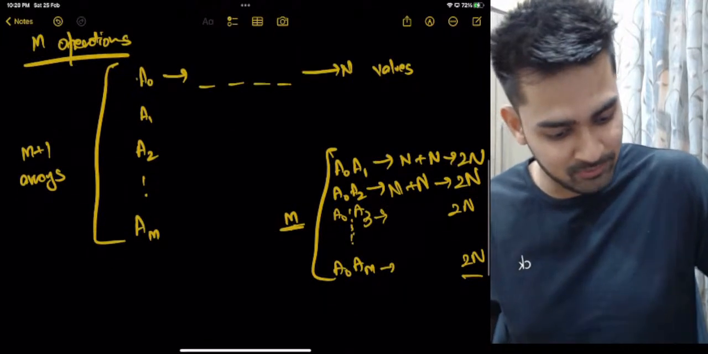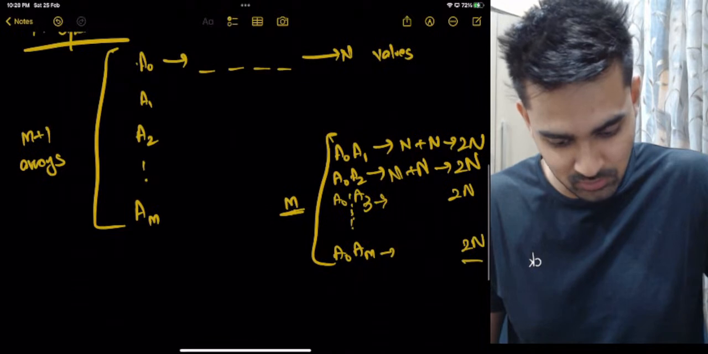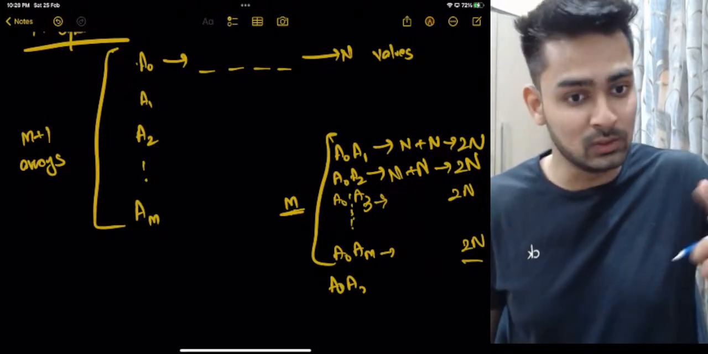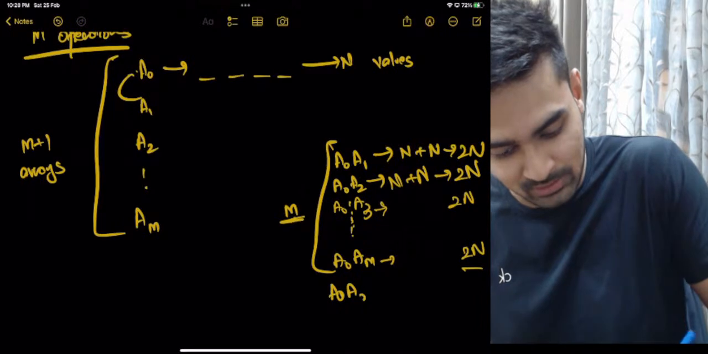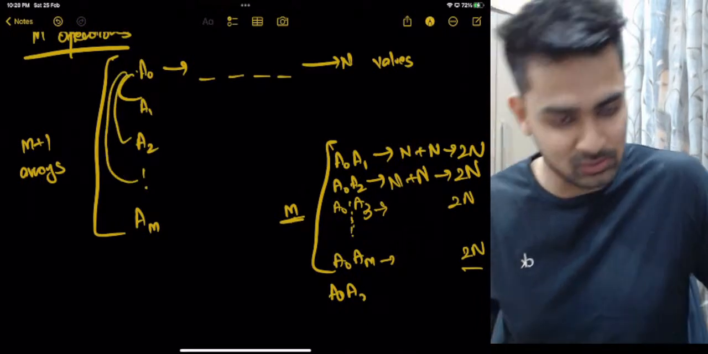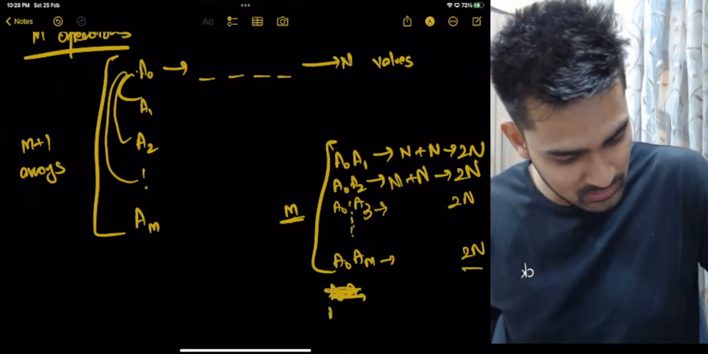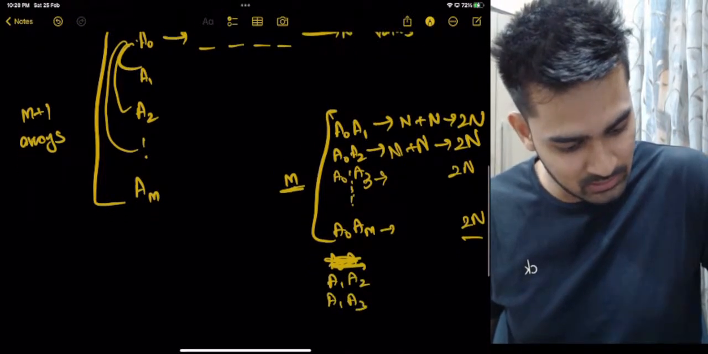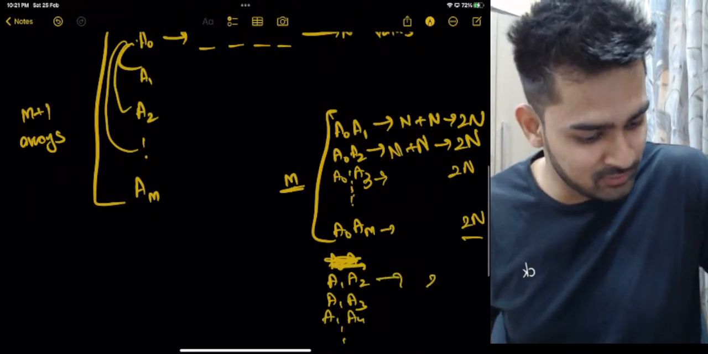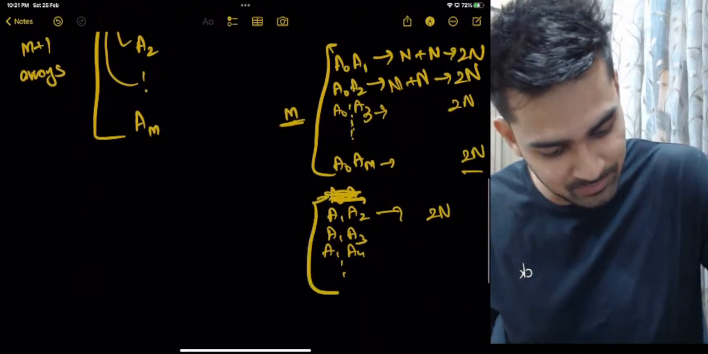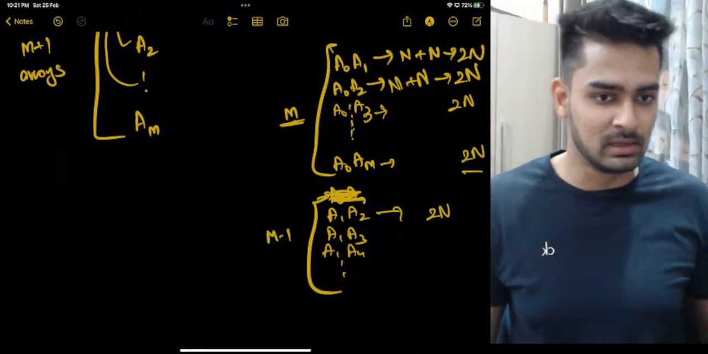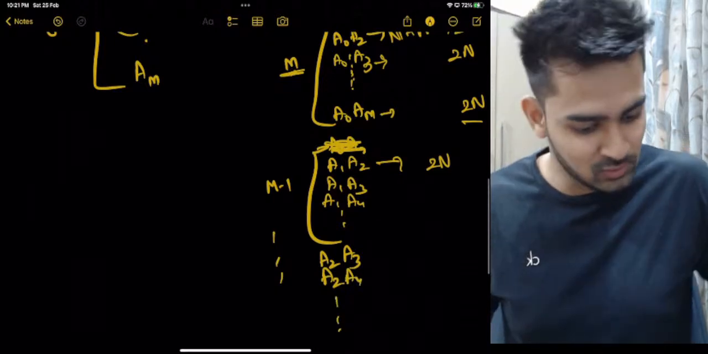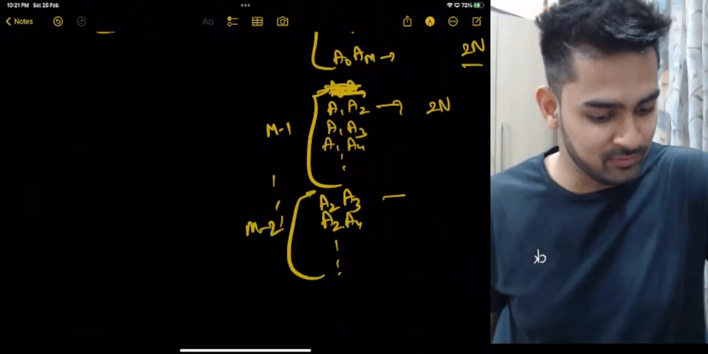Then we will start our pairs from a1. First I was taking a0, a1, then a0, a2, then a0, a3, so on. Now I'll start from a1. So I'll have a1, a2, a1, a3, a1, a4, so on. Every one of these will also have 2n values, and there will be m minus 1 pairs. Similarly, for the next one, we start with a2: a2, a3, then a2, a4, and so on. These will be m minus 2 pairs, and every pair will have 2n values.